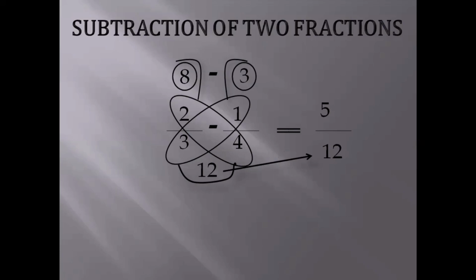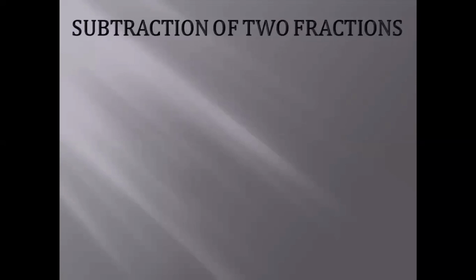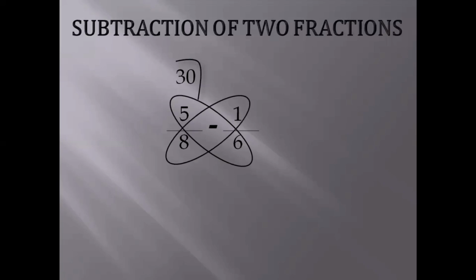Okay, let's move to question number 3. Subtraction of 2 fractions. We are going to do the last question: 5 over 8 minus 1 over 6. Now we have 2 fractions with minus symbol. What we have to do is this 5 and 6 should multiply. We know 5 6s are 30. That 30 should be taken as the numerator. Then this 8 and 1 should multiply. 8 1s are 8. Now we have the minus symbol, that should be taken up.